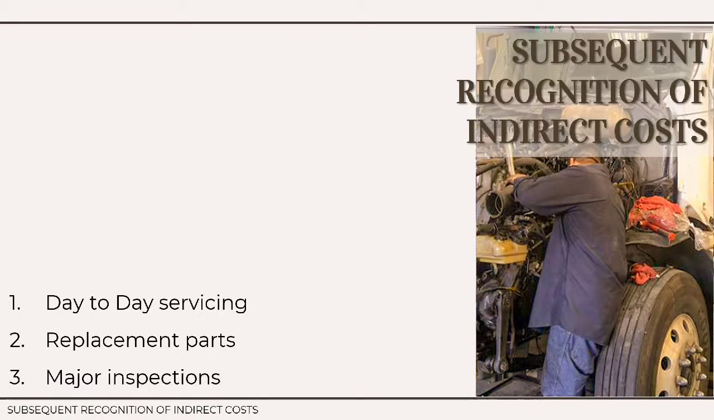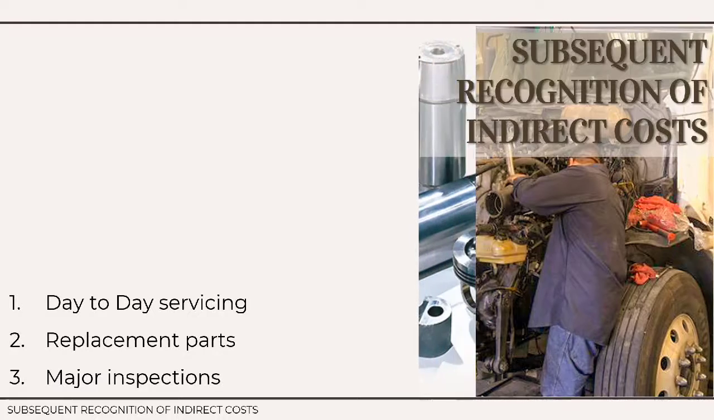An entity does not recognize in the carrying amount of an item of property, plant, and equipment the cost of the day-to-day servicing of the item, because the purpose of these expenditures is often described as for the repairs and maintenance, like the cost of labor and consumables, and may include the cost of small parts, and these costs are expensed through profit and loss.